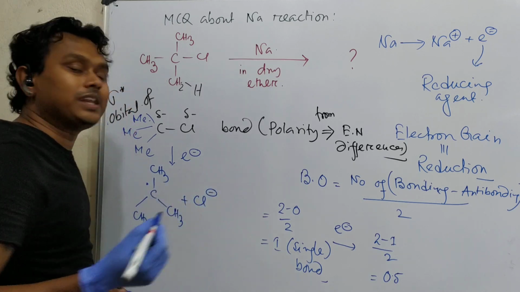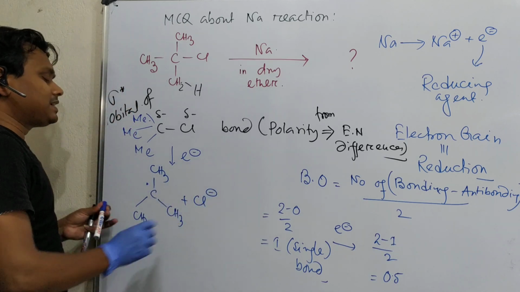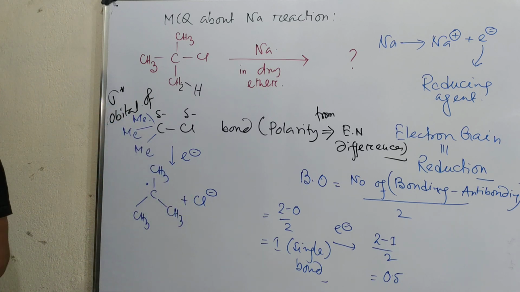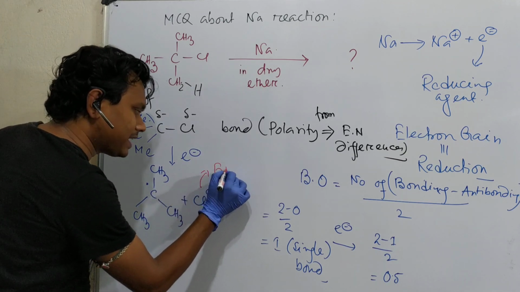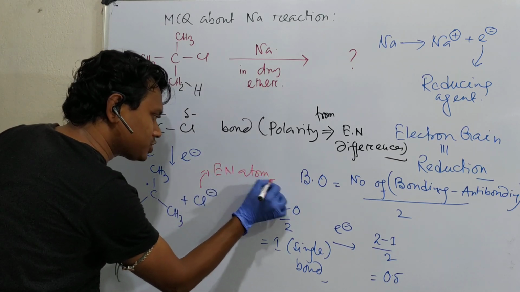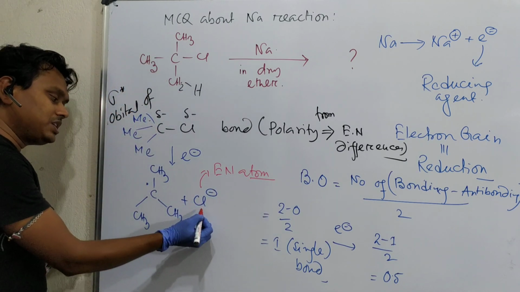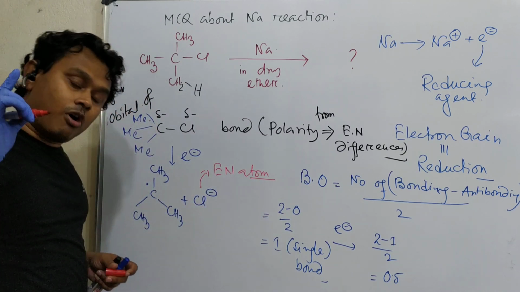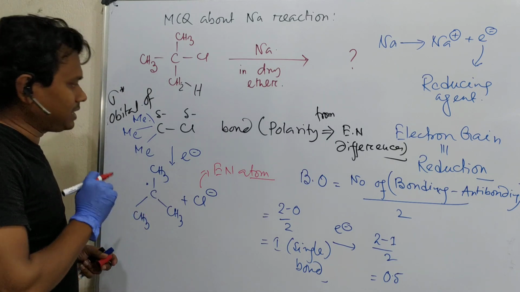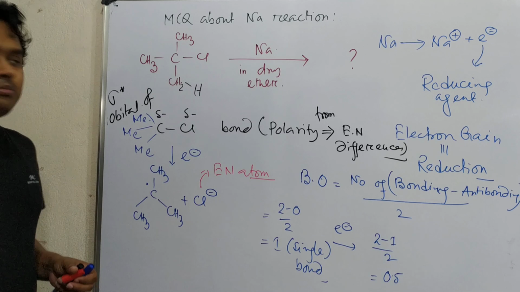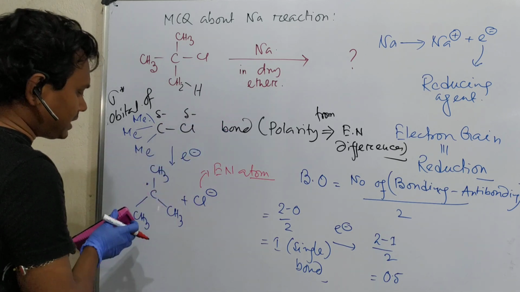Question: why not the reverse, that is, Cl dot and tertiary butyl minus? Because chlorine is an electronegative atom. So it prefers to keep the negative charge on itself compared to carbon, which is not electropositive and not electronegative; it is in an in-between situation. That is point number 1. Point number 2: okay, we understood that this is formed.